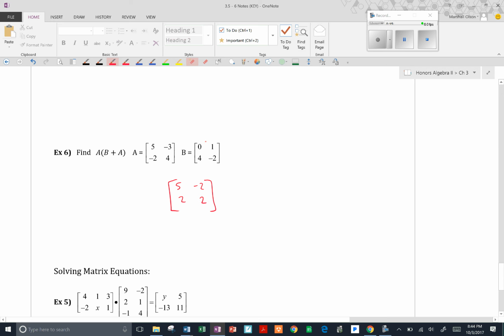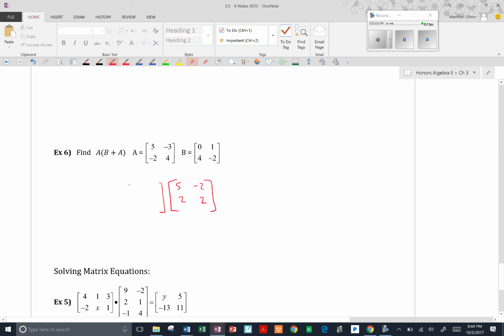Let's just look at that again. 5 plus 0 is 5. Now, I'm actually looking at this as A plus B, just because it's left to right the way that I'm looking at it. And matrix addition is commutative, so it's okay to do that. I can flip these around if I want to. It's the multiplication that's not commutative. So we have B plus A being 5, -2, good, 2, and then 2. Perfect. So that's what's inside that parentheses.